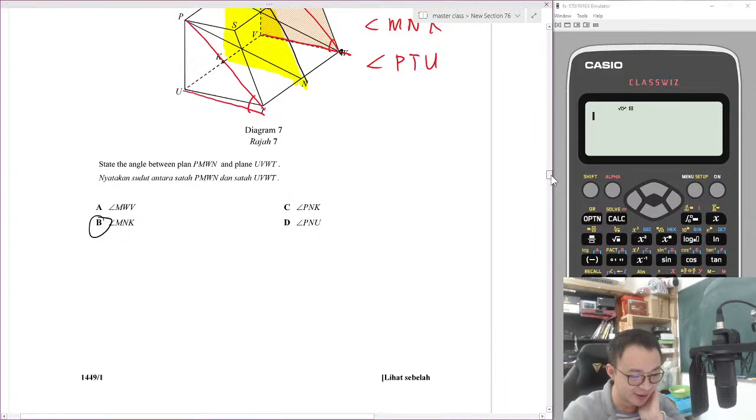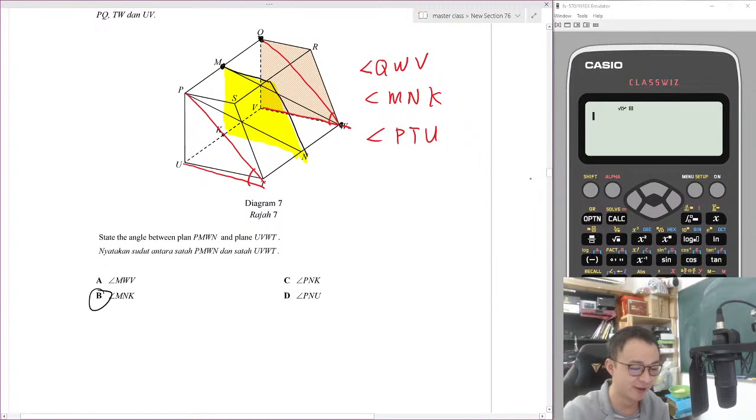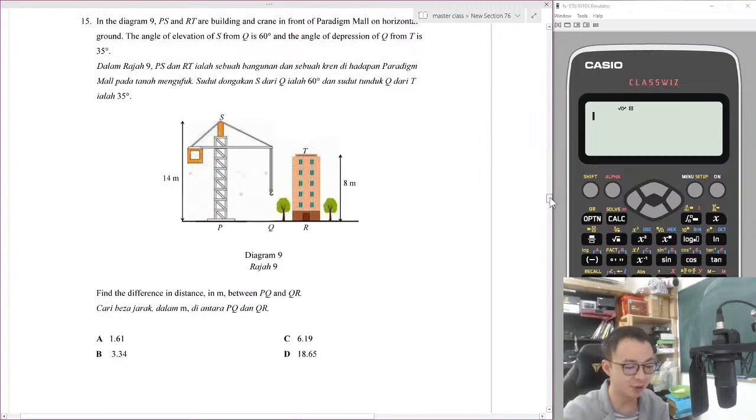No. The answer cannot be PNU. Because if you see carefully, P to N is already crossing to the other plane. So you can see P is from this plane crossing to the yellow color plane. This is the reason why you cannot use it. Okay, so go to question 15.